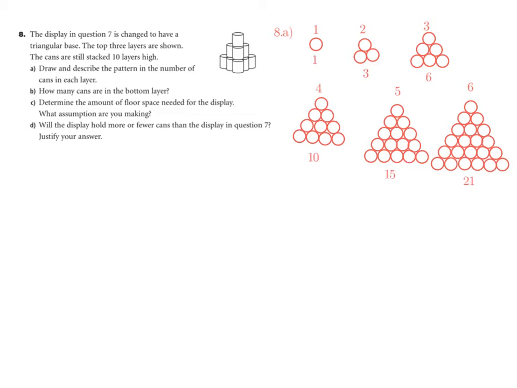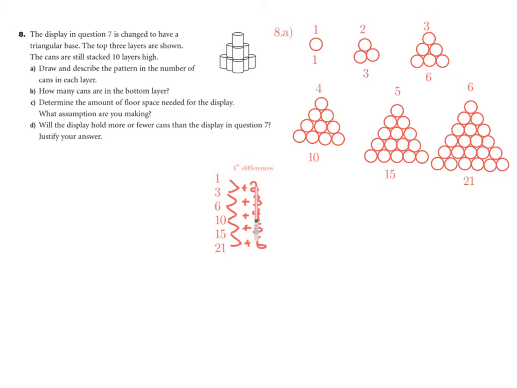I'll just write the number of cans in each layer. I do notice that this is not a linear pattern because this goes plus 2, but this one doesn't go plus 2, plus 2, plus 2. Let's see if it's quadratic. This one goes plus 2, then plus 3, then plus 4, then plus 5, then plus 6. If you remember from quadratics, that's called the first differences. If you take each term and subtract the term before, you see that it goes up by 2, then 3, then 4, then 5, then 6.